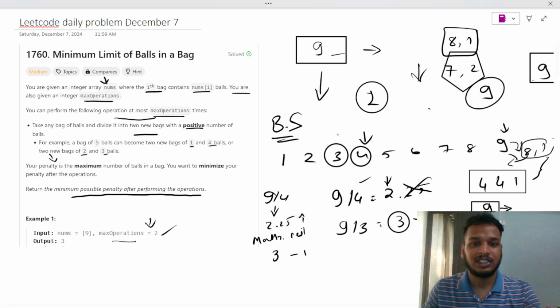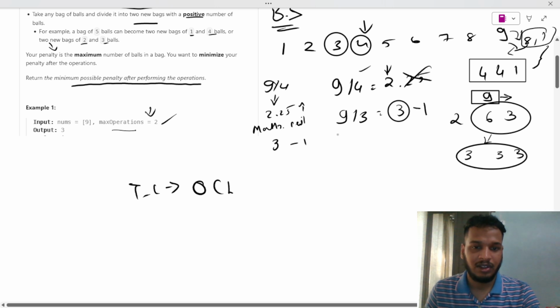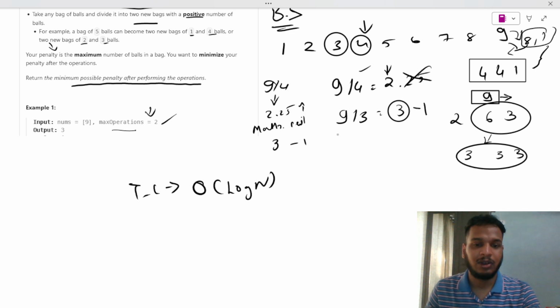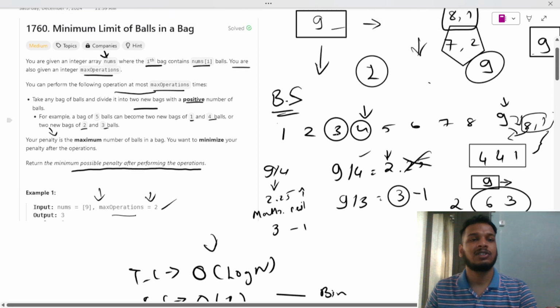Now let's discuss the time complexity of this problem. Time complexity will be O of log n, because we are using a binary search and dividing the range. Space complexity is O of 1, I am not taking any extra space. So this is the simplest binary search solution for this problem. I hope you understood this problem.